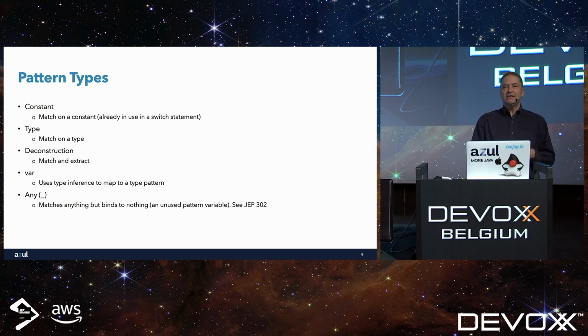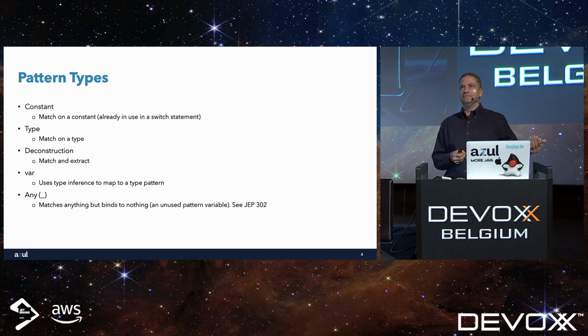And then the last one is the true any pattern, which is represented by an underscore. Essentially what we're doing here is we're saying we want to match against anything, but we want to bind to nothing, which you might think to yourself, well, what's the point of that? But we will see how that works later on.